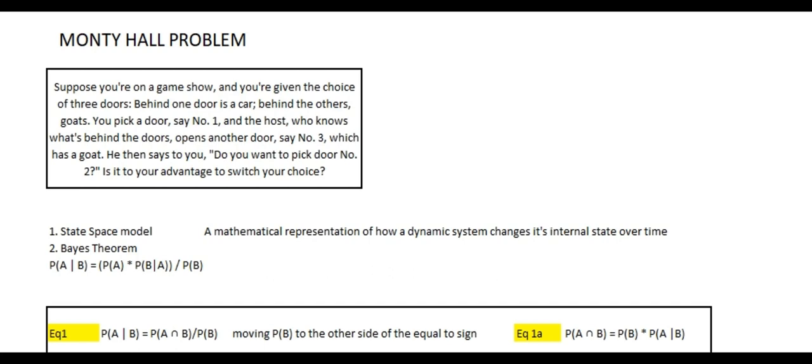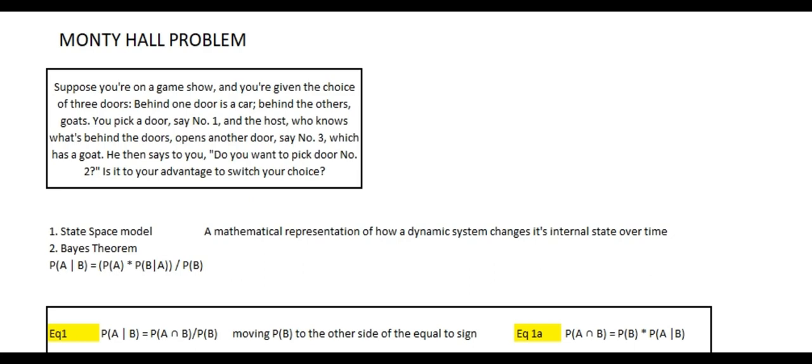The Monty Hall problem came from a game show. The participants in that game show were essentially given 3 doors to choose from, and behind one of the doors they would typically find a car, and the other 2 doors would have goats.